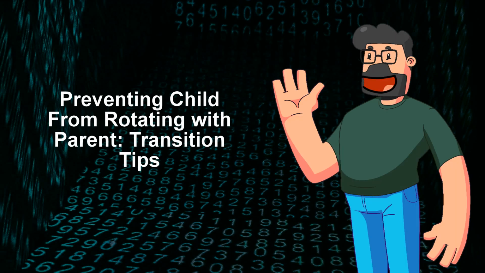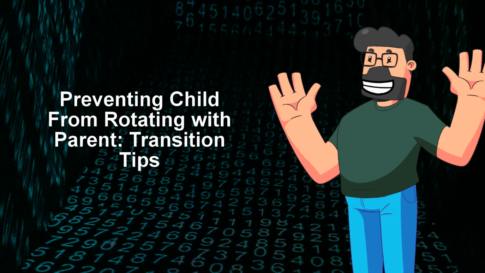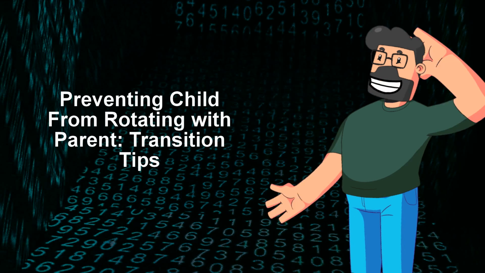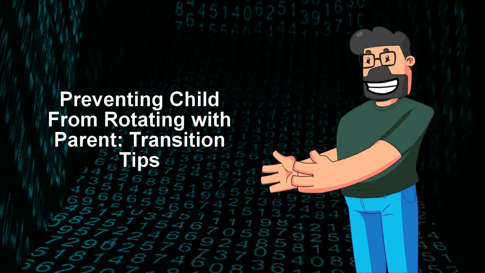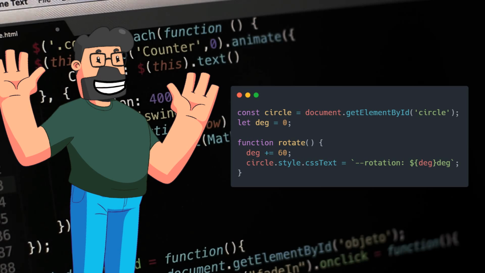Today we're tackling a common problem that many developers face when working with CSS transitions. The issue at hand involves rotating a parent circle without affecting its child elements. Imagine you have this beautiful circle with child items inside, and you want to rotate the circle but keep the child items in place. It's a classic CSS conundrum, right? Let's dive into the solution that will save the day.